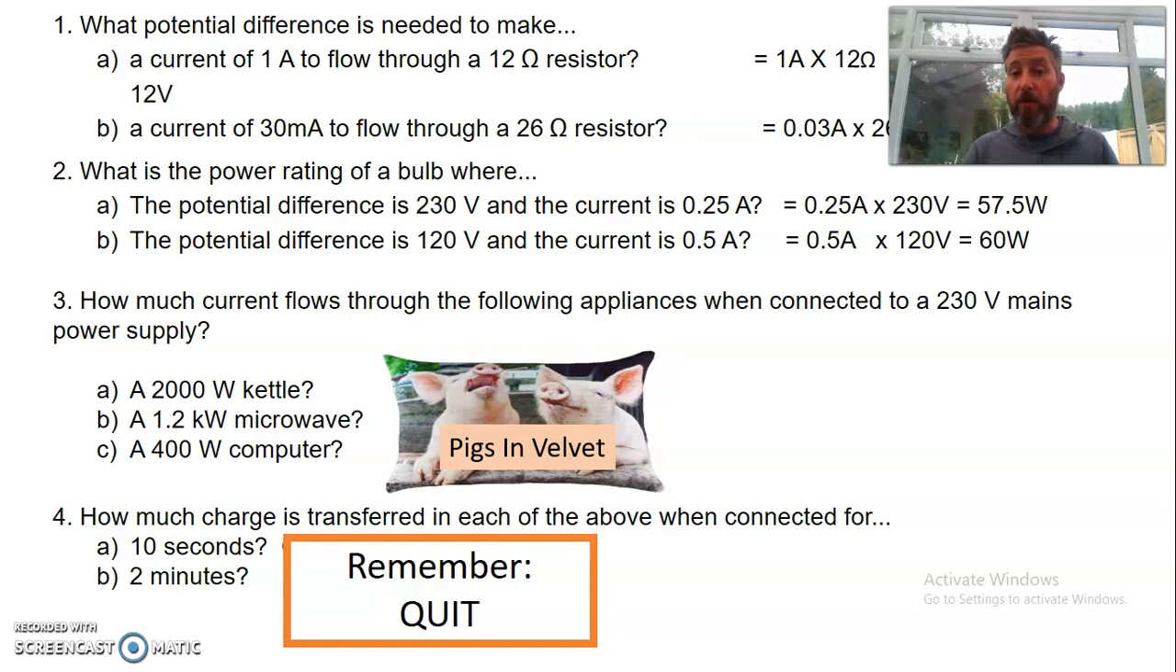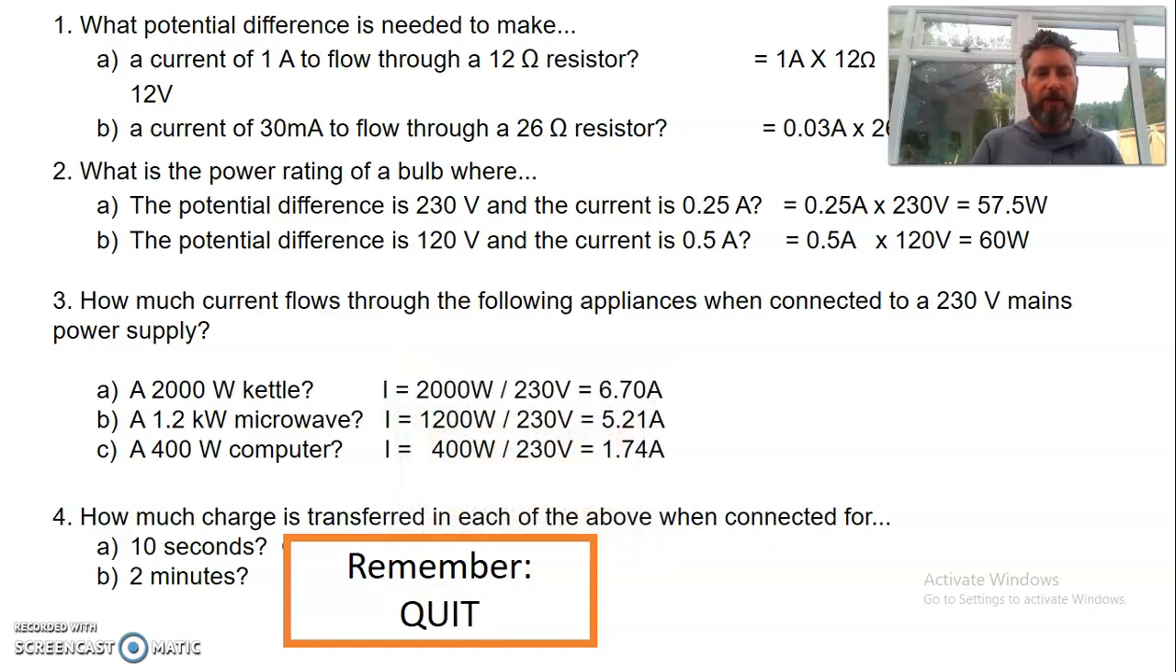For question 3, I've rearranged it. So pigs in velvet, so to get current on its own, I is going to be P over V. And so I is going to be P, power is 2000 watts, divide that by 230 volts, gives me 6.7 amps. Question B, 1.2 kilowatts, 1.2 thousand, so that's 1200 watts. Divide by 230 is 5.21 amps. And 400 watts, so that's going to be 400 divided by 230 is 1.74 amps.